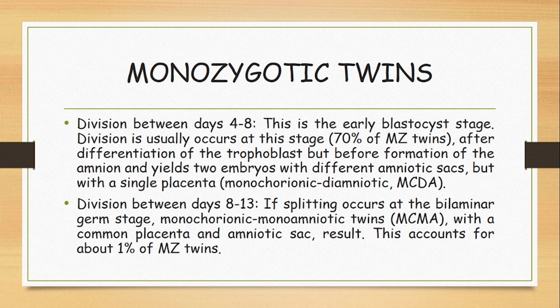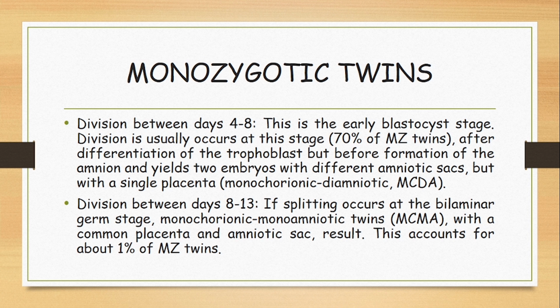If division takes place between 4 to 8 days, this is the blastocyst stage. After differentiation of the trophoblast, we have the blastocyst stage. Division of monozygotic twins usually occurs at this stage, between 4 to 8 days, in about 70% of cases. And usually, this results in monochorionic diamniotic twins.